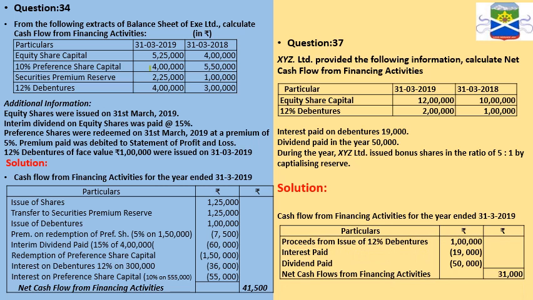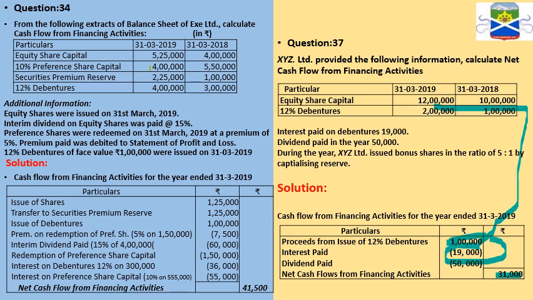So proceeds from issue of 12% debenture, it will come that 1 lakh as we discussed here. Interest paid 19,000 and dividend paid 50,000. So if you go for solving this one, we'll get the positive figure 31,000, that is cash flow from financing activity.